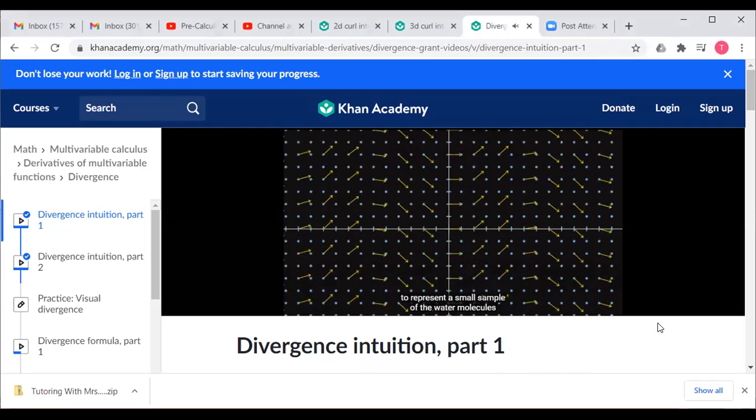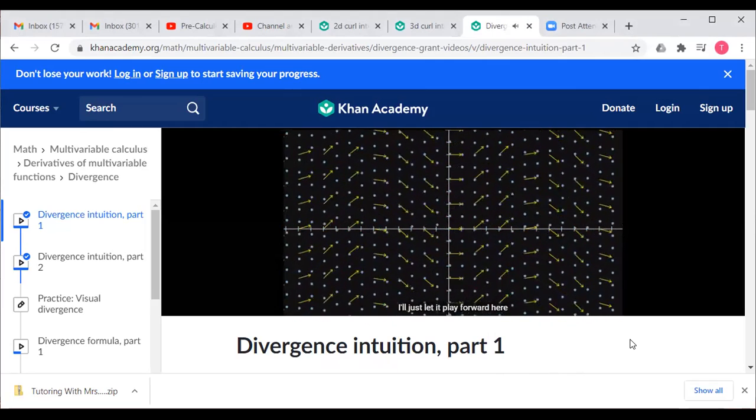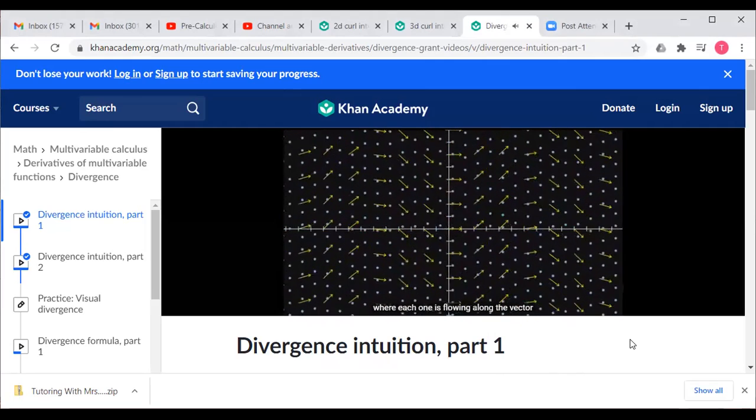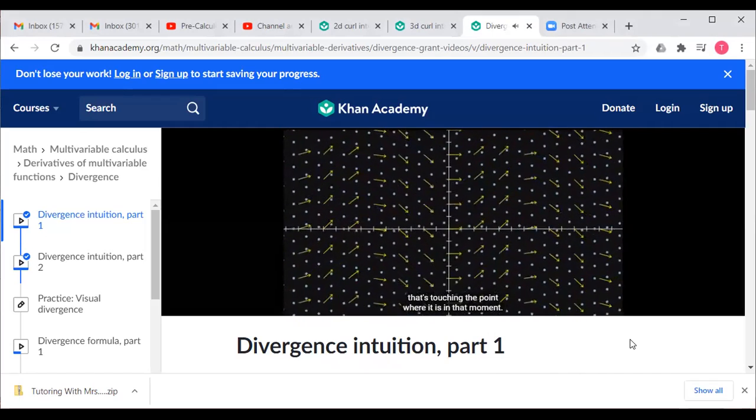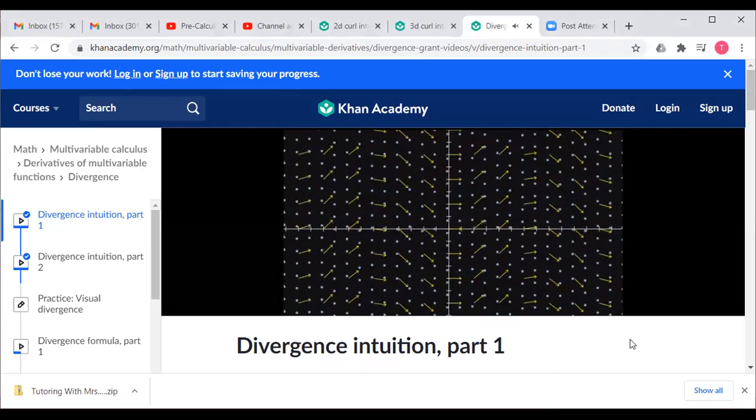Molecules or dots represent a small sample of the water molecules throughout space here. Then I'm just going to let it play, where each one moves along the vector that it's closest to. I'll just let it play forward here, where each one is flowing along the vector that's touching the point where it is in that moment.